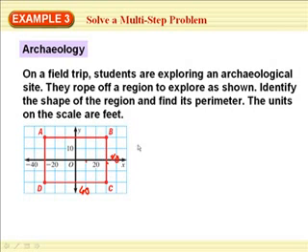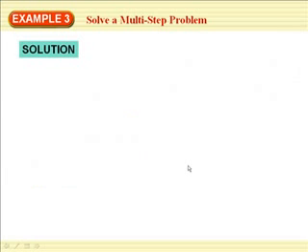Identify the shape of the region. Well, it's a rectangle. And then its perimeter, 60 by 40, 60, 40, add up all the sides, 100 plus 100 is 200 feet. That's all they asked, I think.